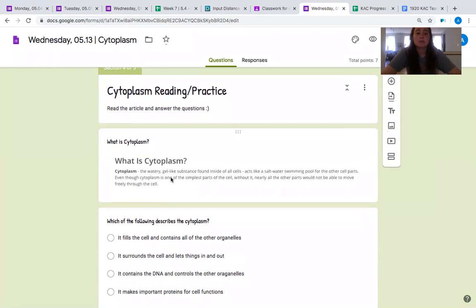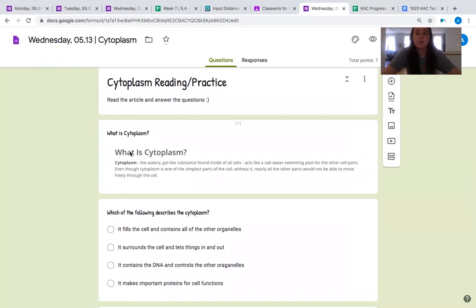All right, our cytoplasm reading. It's not that long today, but I'm going to read it out loud and we'll go together. What is cytoplasm? Cytoplasm, the watery gel-like substance found inside of all cells, acts like a saltwater swimming pool for the other cell parts. Even though cytoplasm is one of the simplest parts of the cell, without it, nearly all the other parts would not be able to move freely through the cell.